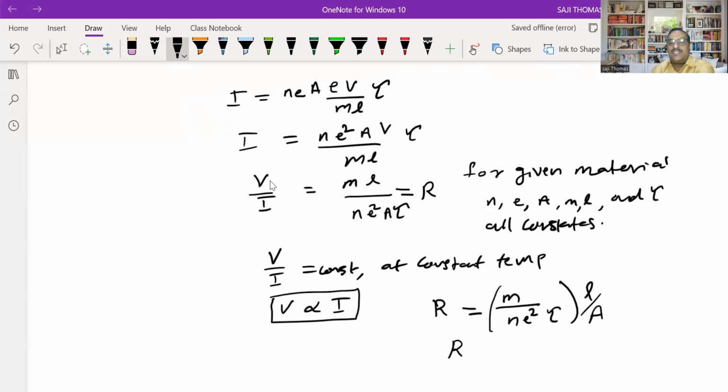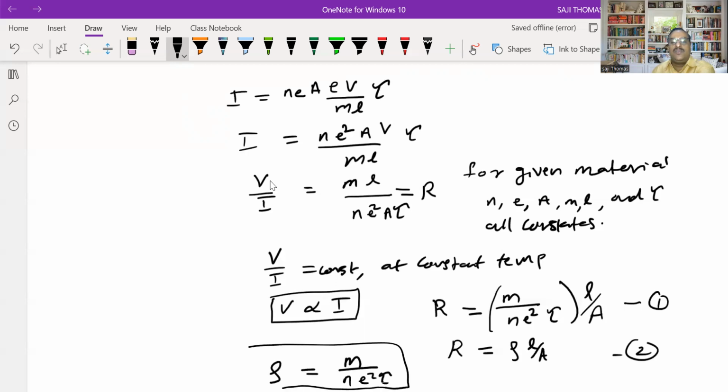You know this equation, R equals rho into L by A. Rho is known as the resistivity. So compare these two equations. On comparison, we can write rho as m by n e squared tau. So this is the equation for resistivity.